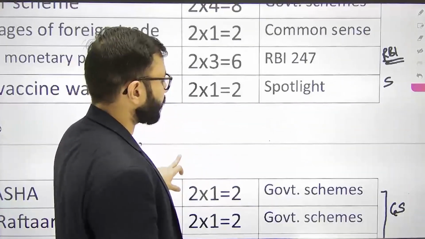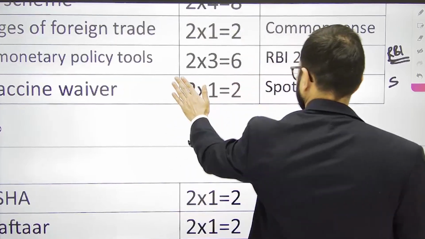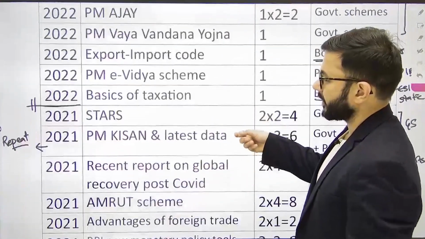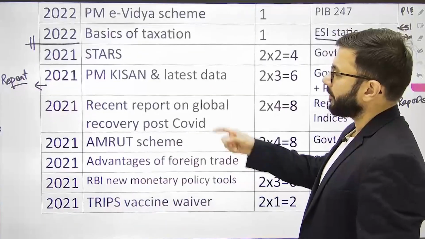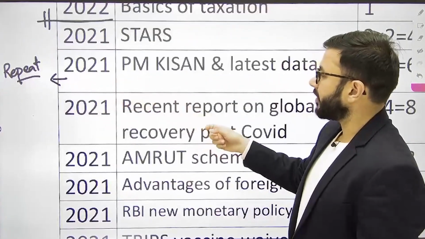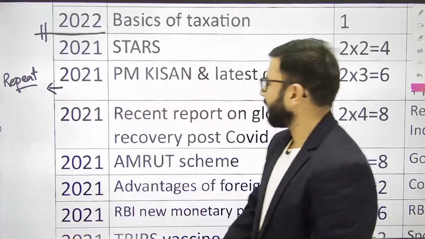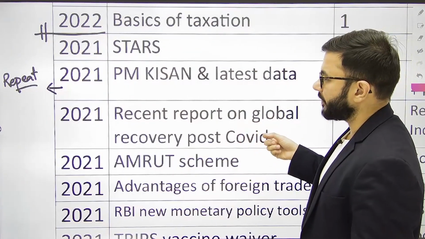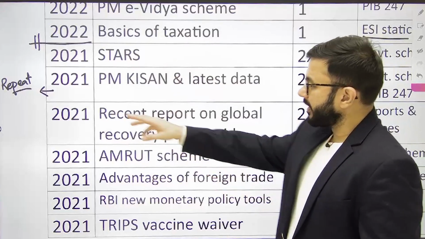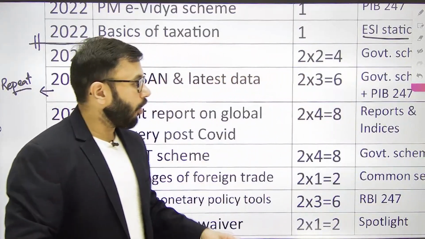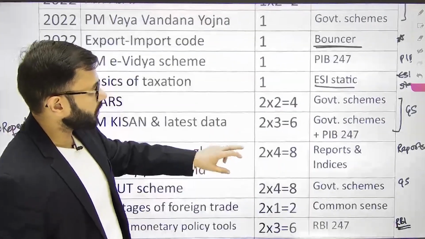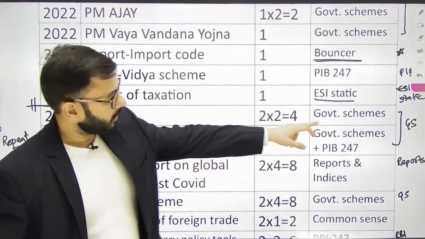Let's now come to 2021. Yes, if we come to 2021, again there is a repeat here. 2021 में a question from PM Kisan and latest data on PM Kisan being asked. और 2021 में रिपीट कुछ नहीं है, तो 2021 में ट्रेंड एनालिसिस क्या है एक बार देख लेते हैं. Let me reduce it. Yes, 21 यहाँ से स्टार्ट होता है.